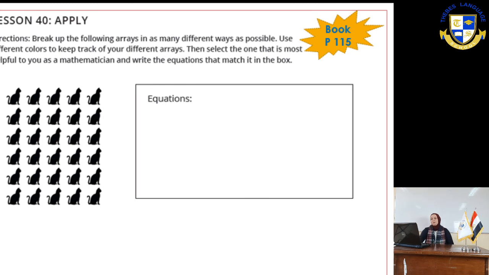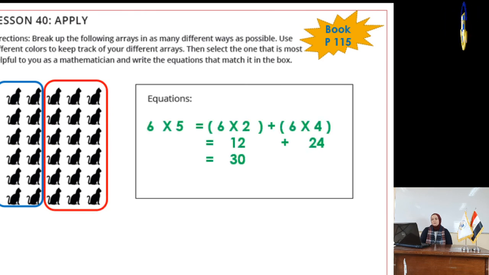Okay, so it means 6 times 5. 5 is going to be 2 plus 3. It means 6 times 2 plus 6 times 3. Now 6 times 2 equals 12. 6 times 3 equals 18. We are going to make 12 plus 18 equals 30.